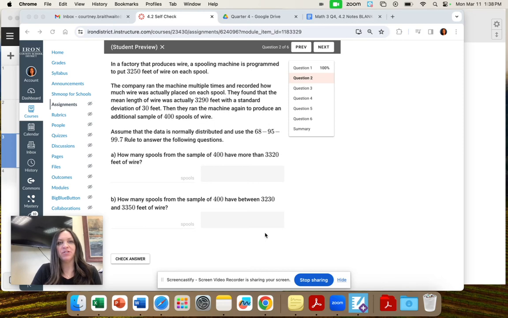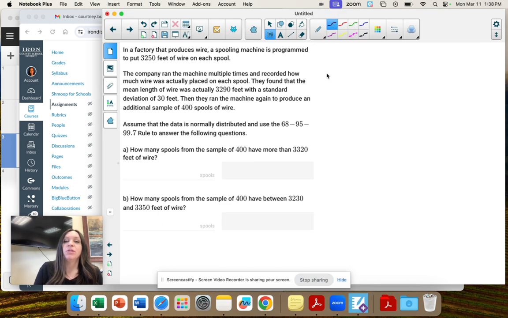Number 2, in a factory that produces wire, a spooling machine is programmed to put 3,250 feet of wire on each spool. The company ran the machine multiple times and recorded how much wire was actually on each spool. And they found the mean was 3290 with a standard deviation of 30 feet. So then they did a sample of 400 to see how their numbers were. So let's make our normal distribution.